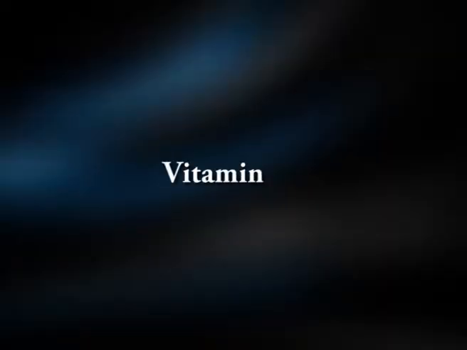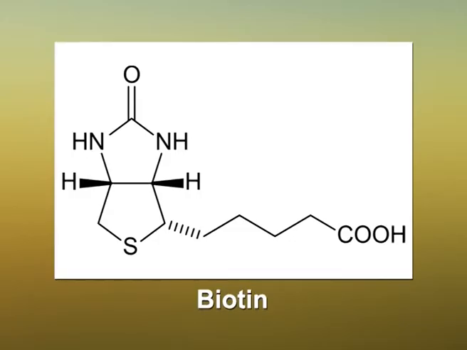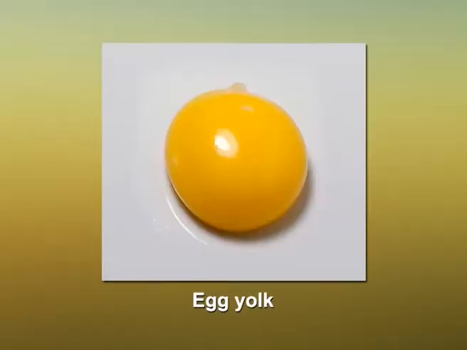Kidney stones may also appear. Vitamin B7. It is also known as biotin, coenzyme R, or vitamin H, or anti-egg white injury factor. It is known as the growth factor for yeast and was isolated from egg yolk by Kogl and Tonnis.